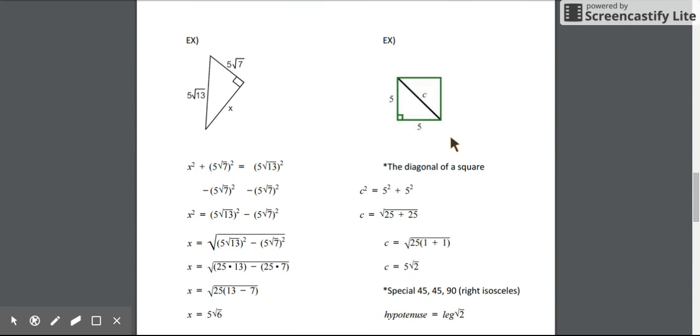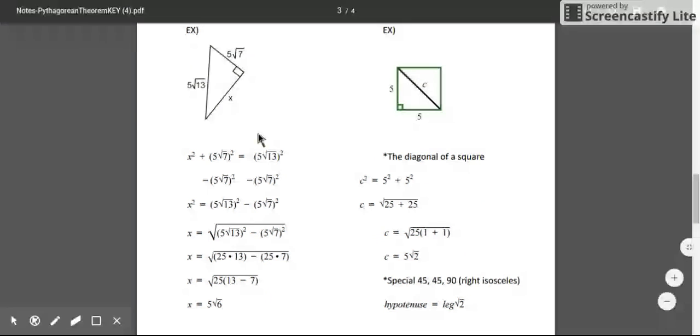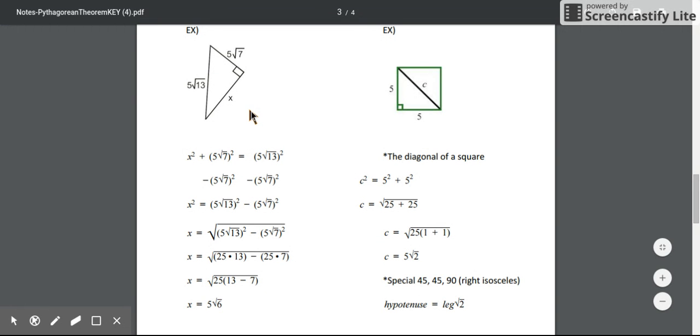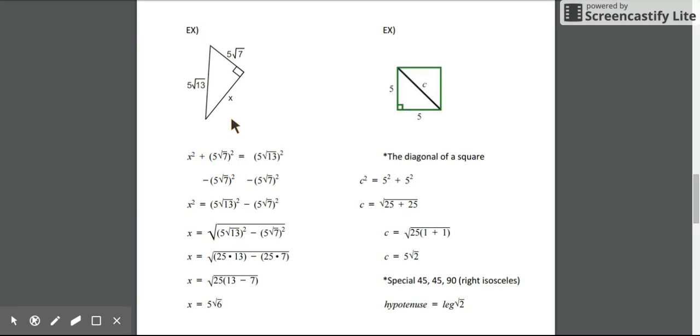So those last two examples were nice rational answers, but we can actually use the Pythagorean theorem with some irrational values. And we'll just do the same process. Identify your hypotenuse. That needs to go by itself on one side of the equation. These are my two legs, so I'm going to square all of these values.